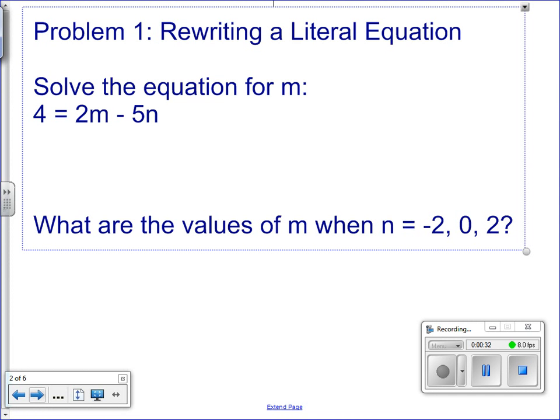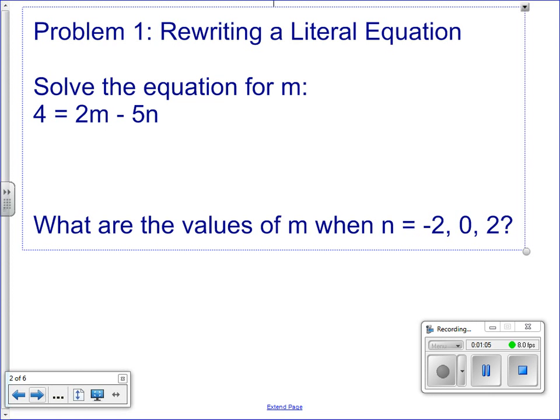One of our vocabulary terms in this chapter is a relatively new one. That vocabulary term is literal equation. A literal equation is simply an equation that has two or more variables in it. So in problem 1, we're going to rewrite a literal equation. You will find this very, very useful as we proceed through algebra this year.